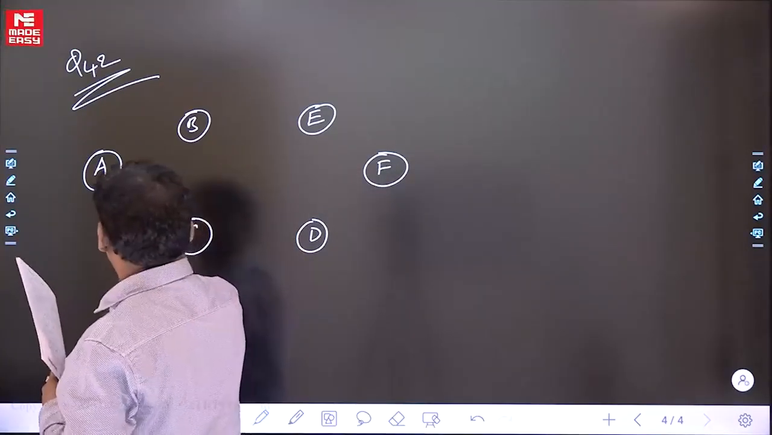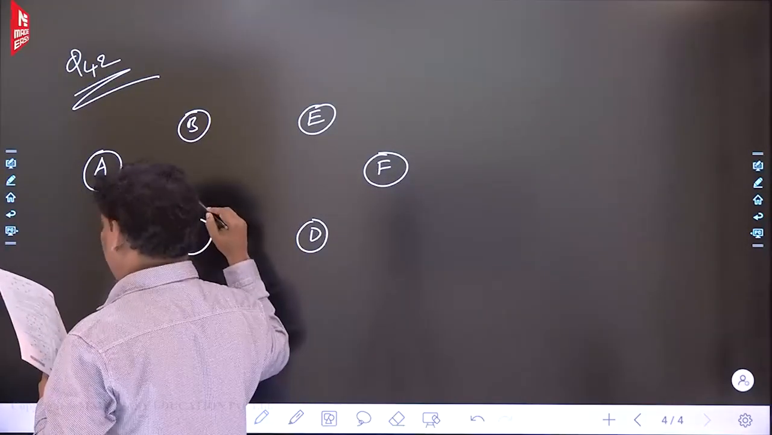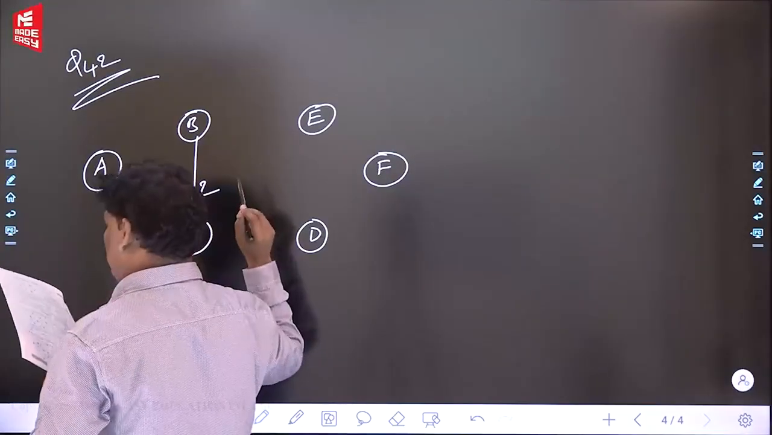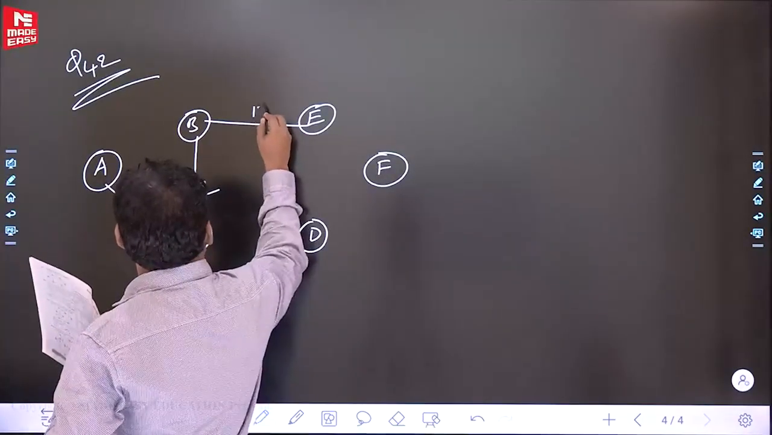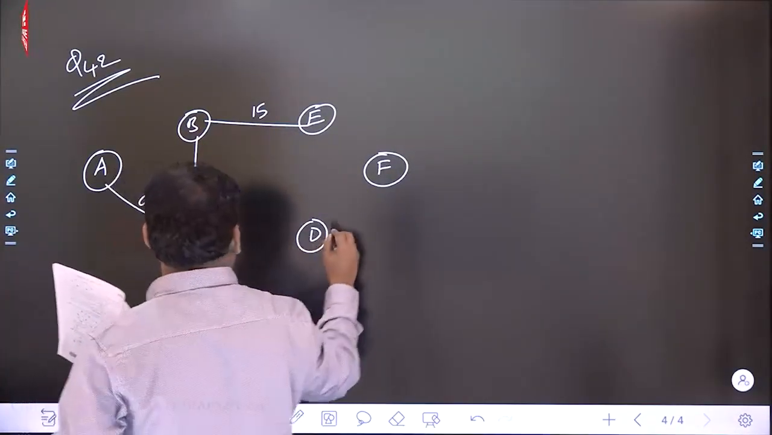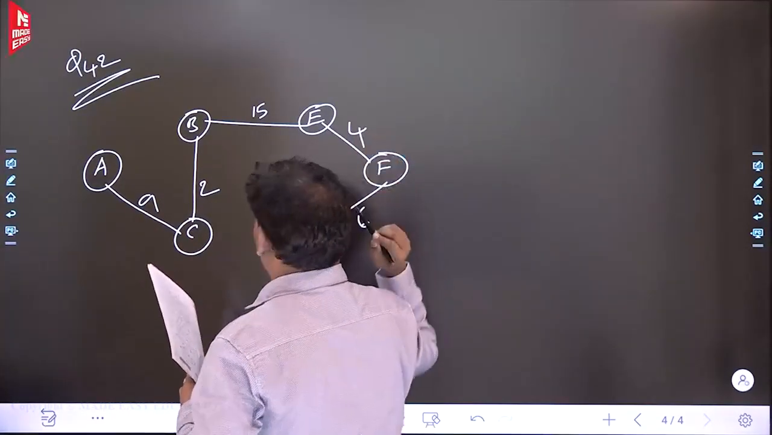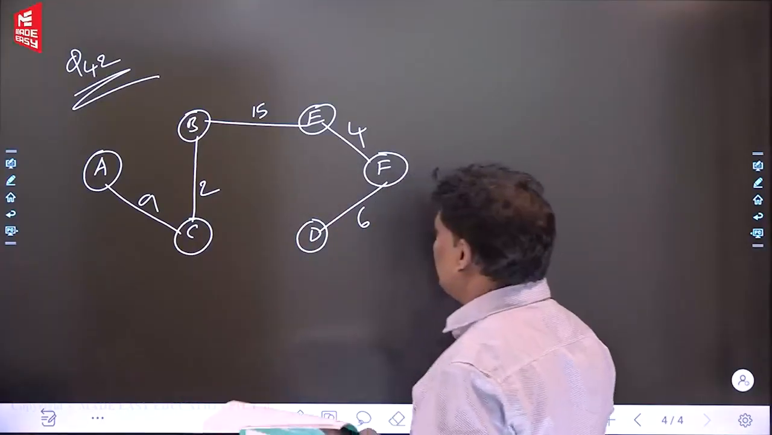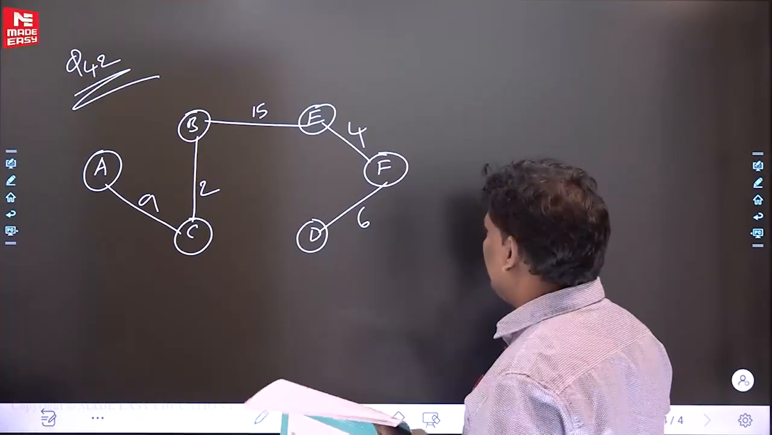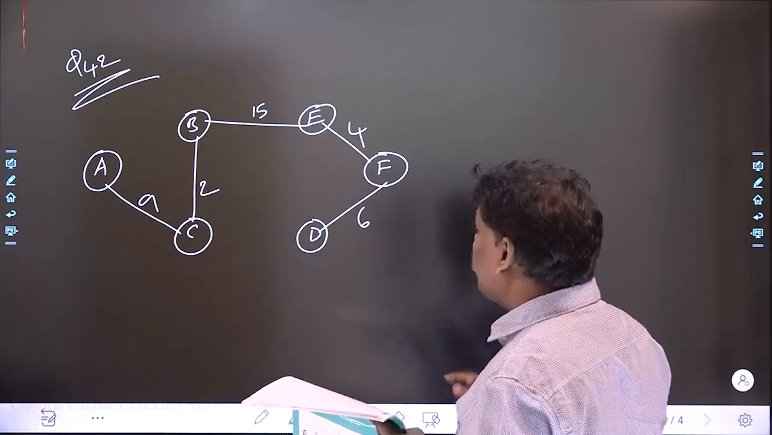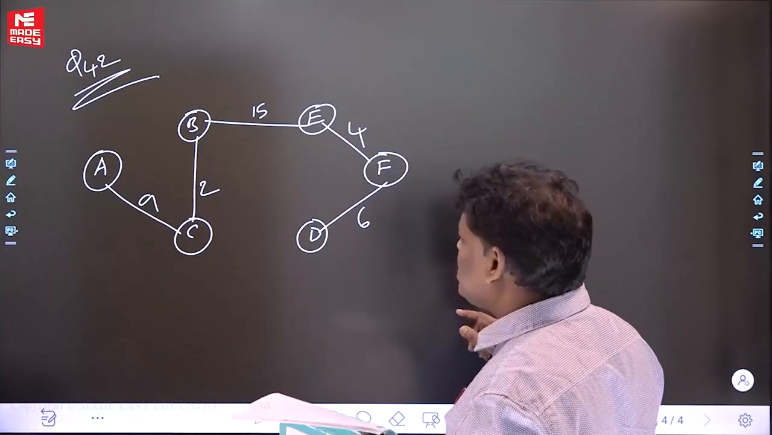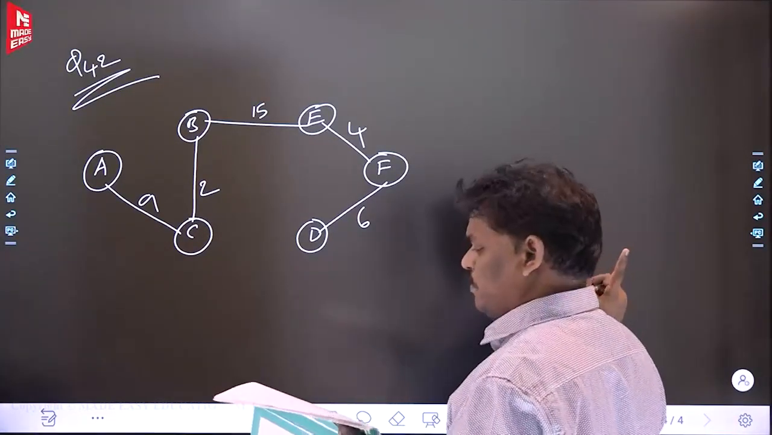Let's see this one. To the 9, 2, 15, 6, 4. How many edges have I drawn until now? Question number 42 contains 6 vertices, that is okay. But how many edges have I written? Only 5 edges I have written: 1, 2, 3, 4, 5.